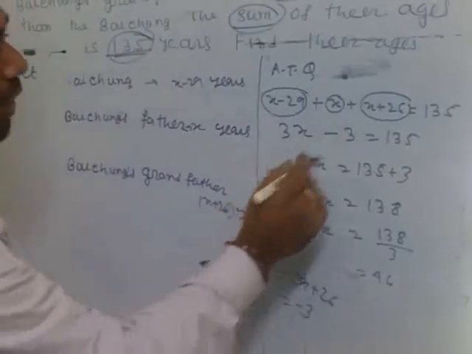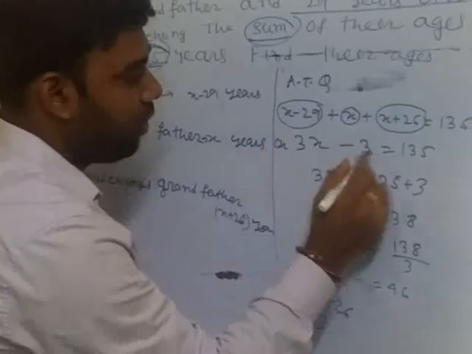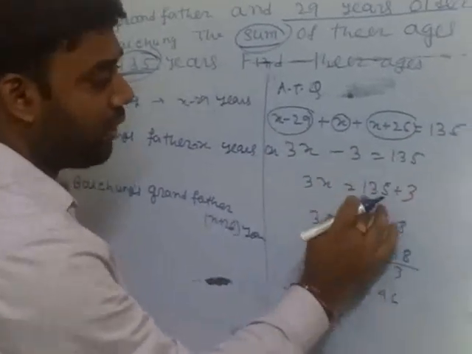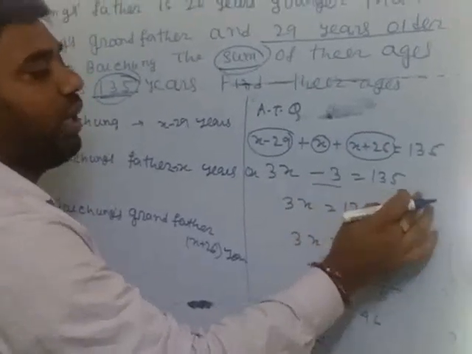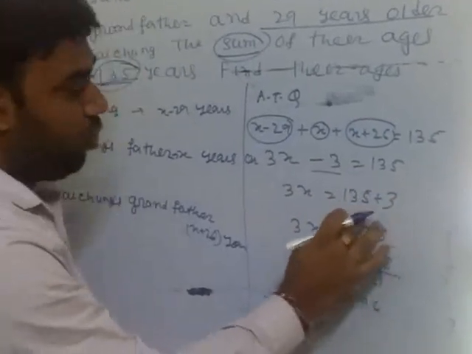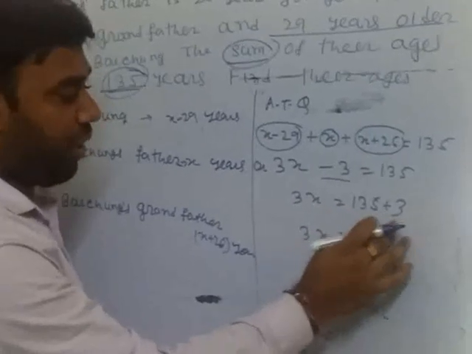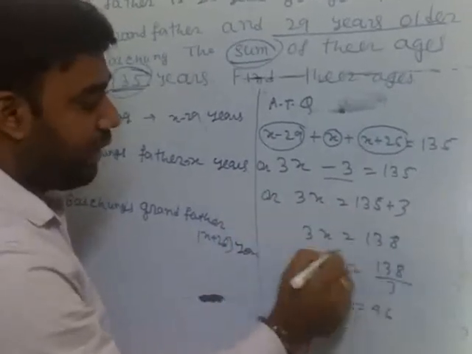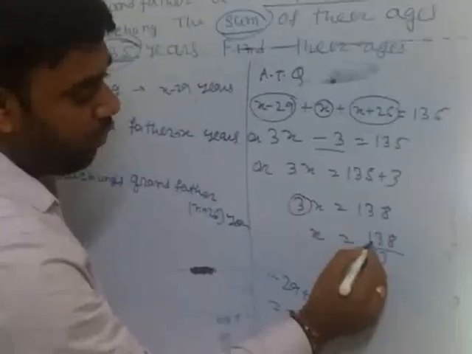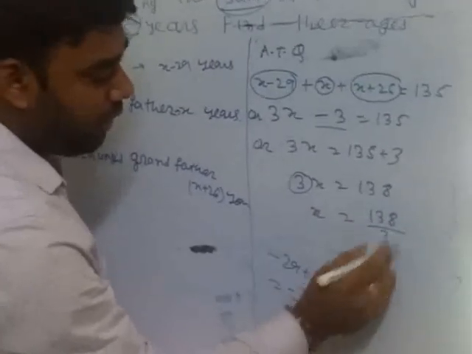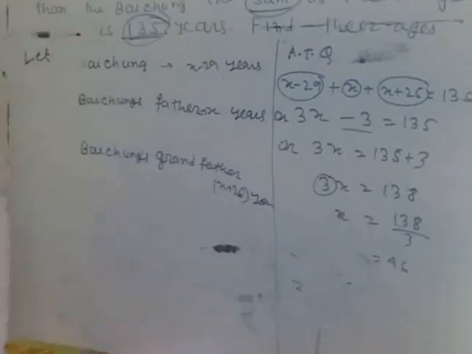Okay. Now, if 3 changes its side from 135, it is minus 3. If it moves to the other side, it will be plus. So 135 plus 3, that is 138. 3 is multiplied here, so on this side, 138 by 3, that is 46. So X equals 46.